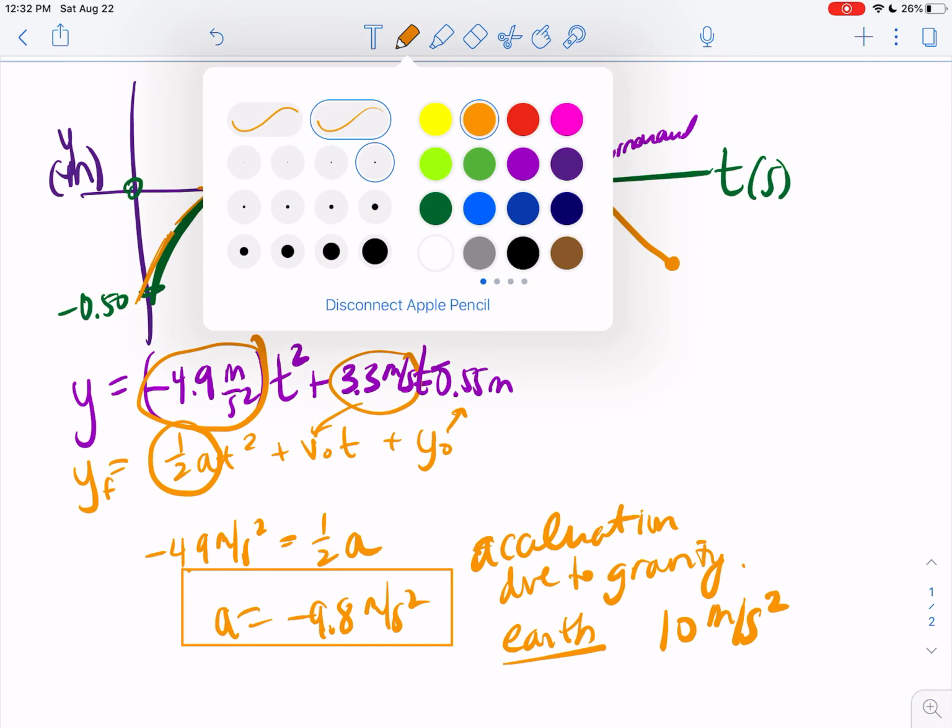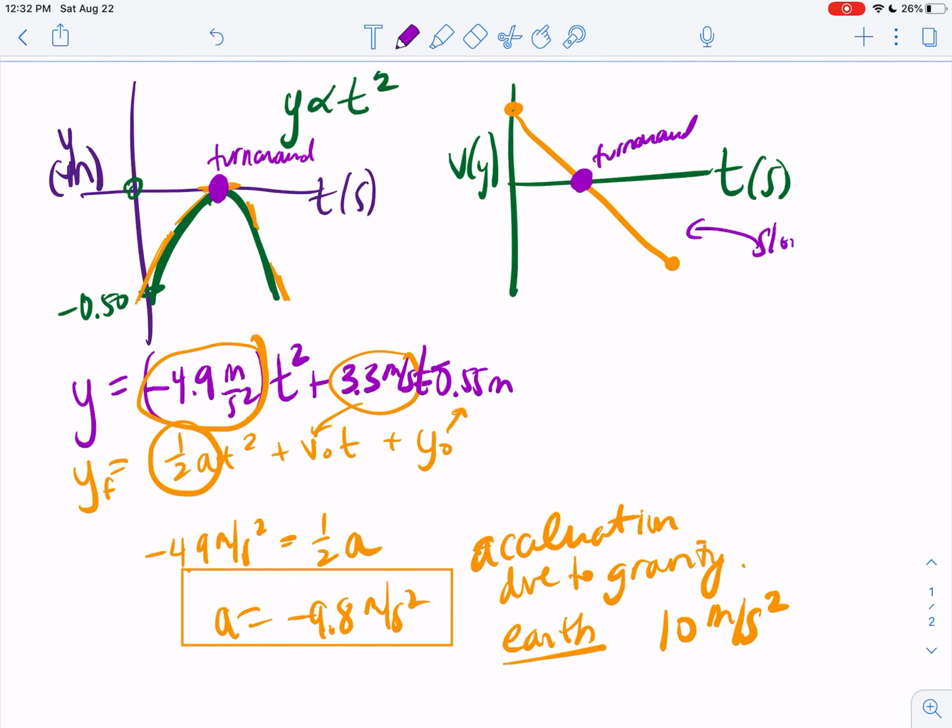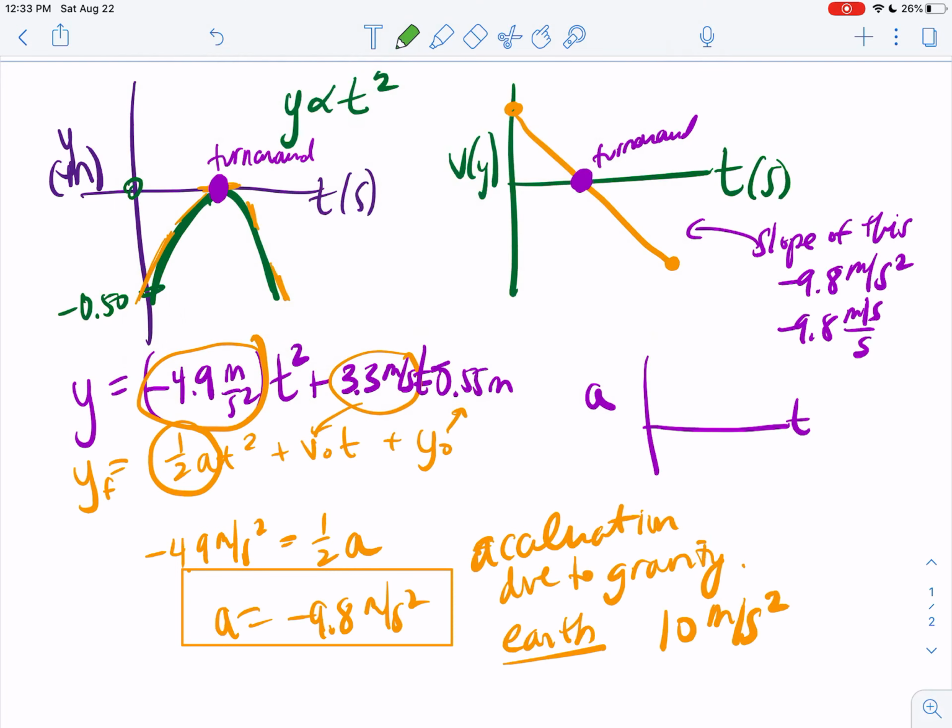You'll see the slope of this line should be -9.8 meters per second squared, because it's your Y over X. If you were going to create an acceleration graph, you would just have a negative value at -9.8, constant acceleration. On the Earth, assuming no air resistance, we're going to say the acceleration is constant. Air resistance is coming soon, that's calculus, but for now the acceleration is constant.